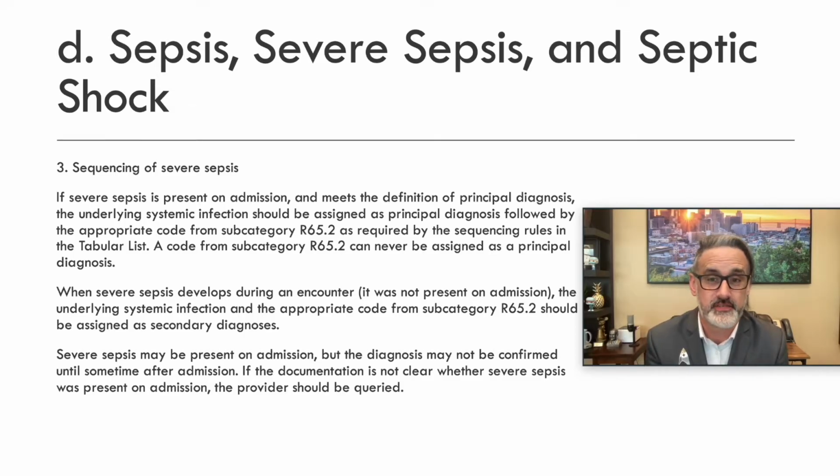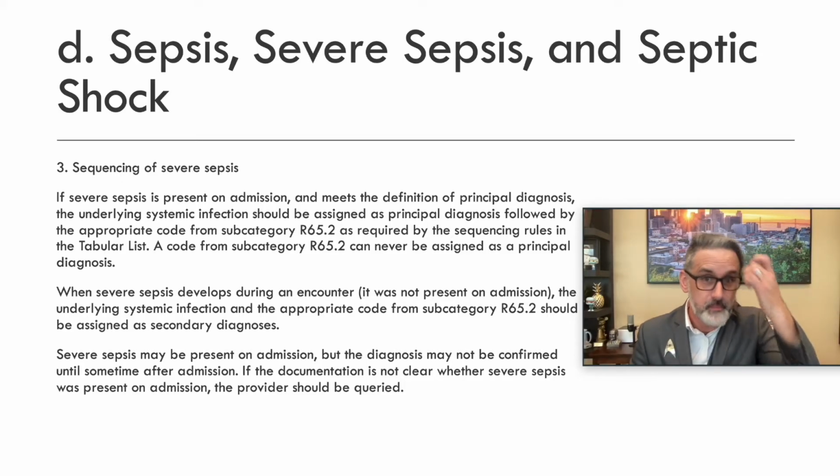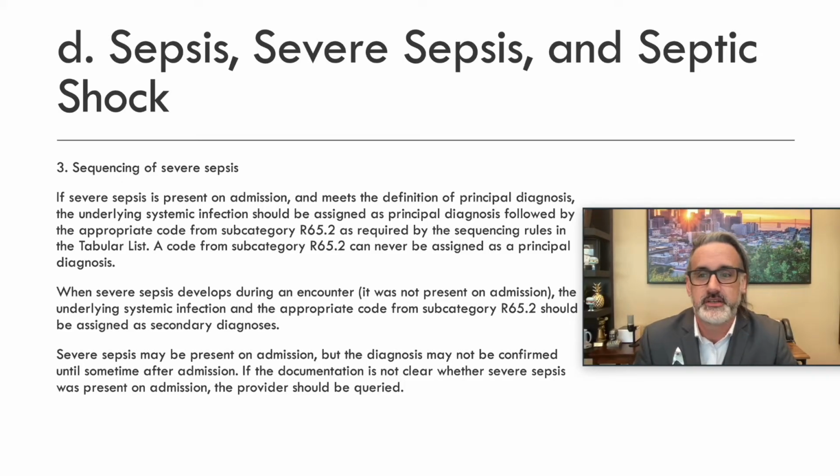When severe sepsis develops during an encounter, meaning it was not present on admission, but the patient got it while they were in hospital, the underlying systemic infection and the appropriate code from subcategory R65.2 should be assigned as a secondary diagnosis. Severe sepsis may be present on admission, but the diagnosis may not be confirmed until sometime after admission. If the documentation is not clear whether severe sepsis was present on admission, the provider should be queried.